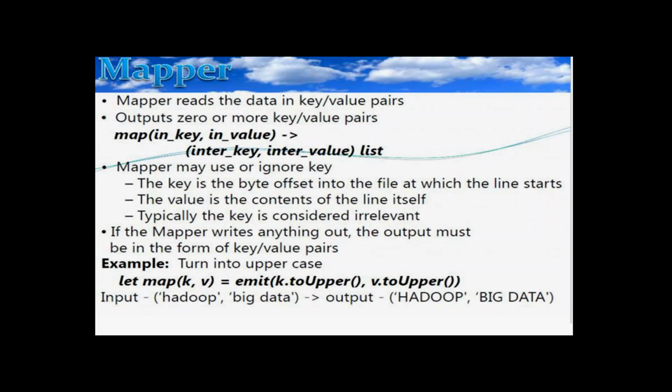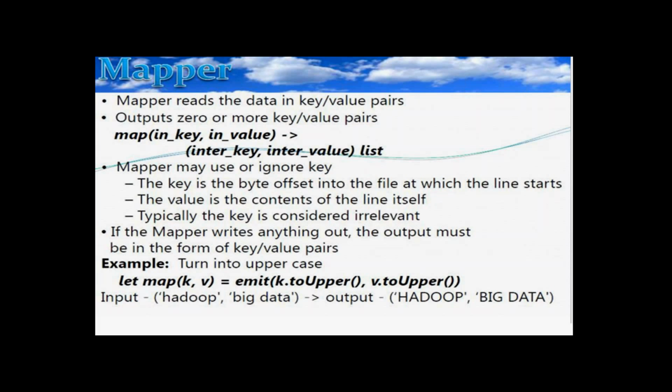So mapper may use or ignore the key. It's up to us. We can use that key or we can ignore that. But most probably we'll be using the value everywhere. As I said, in the text file input format, we didn't use that key, that offset address. The key is the byte offset into the file at which the line starts. The value is the content of the entire line itself.